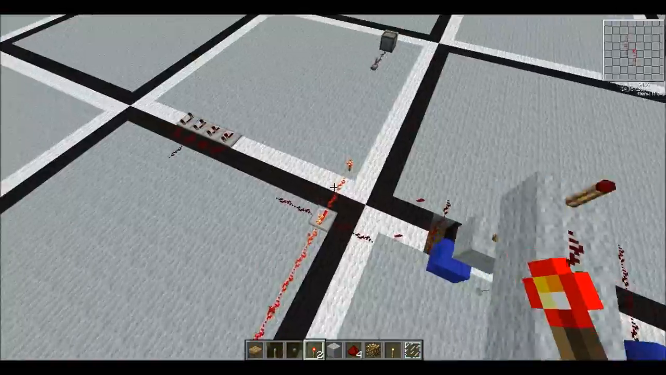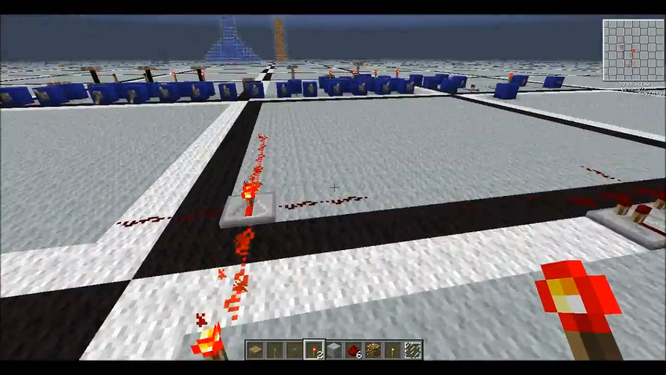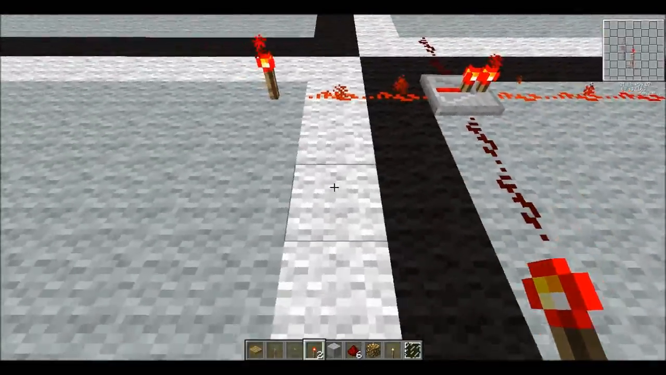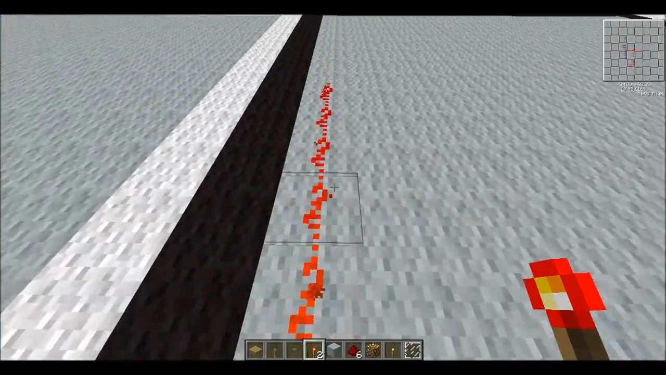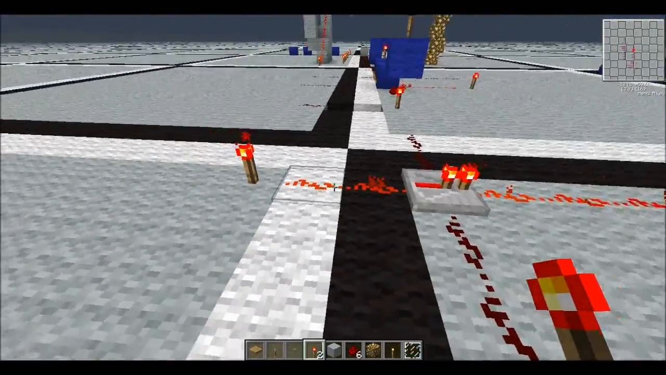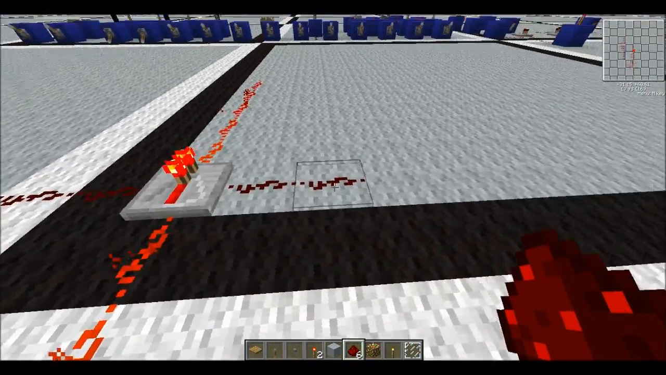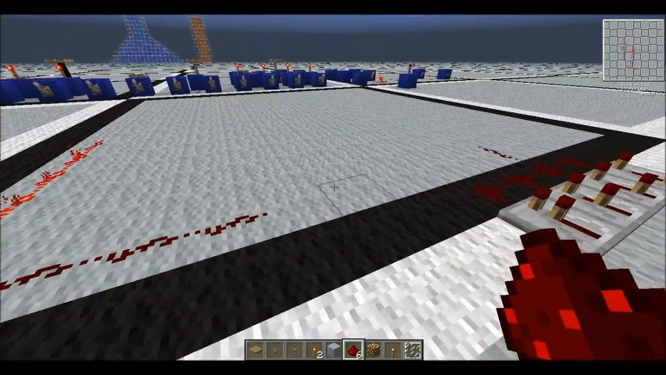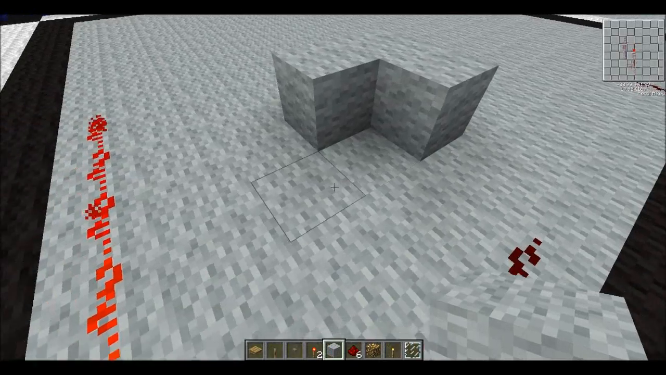The last thing we're going to talk about in this lab is going to be repeaters. Repeaters are useful in lots of different applications. The basic properties of repeaters are its single directional reception and transmission of power. It only receives power from the back and transmits power forward. I can't take power from it or give power to it from the sides, from the top, or from the bottom. It just doesn't work. That is both a blessing and a curse when dealing in compact redstone.